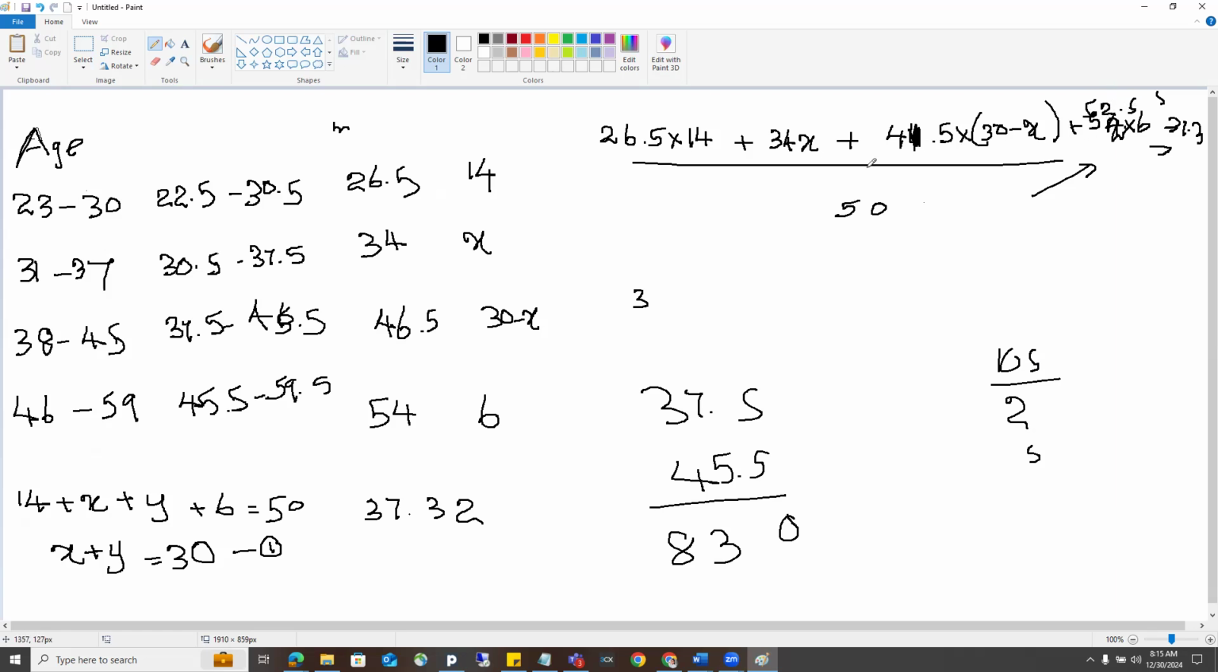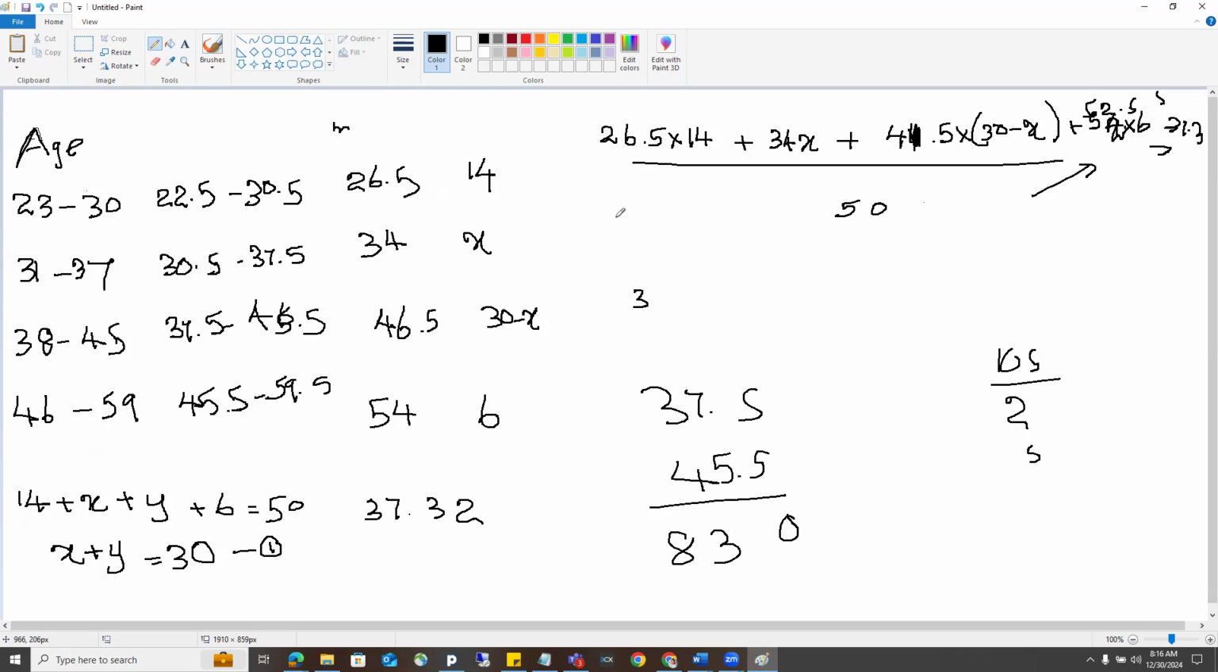So anyway, once you multiply all these values together, 50 should be multiplied by 37.32. And then if you solve this for x, you won't get the answer. That's how I did, but I didn't get the answer. Do we have a huge difference? Yes. Okay, then we have to check.